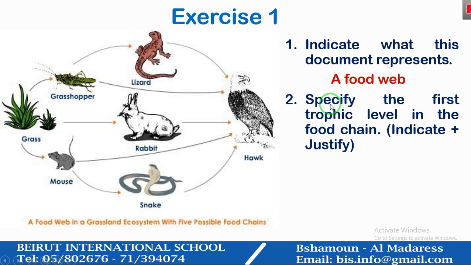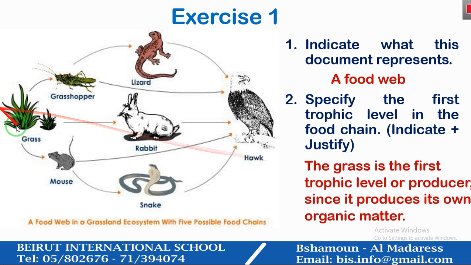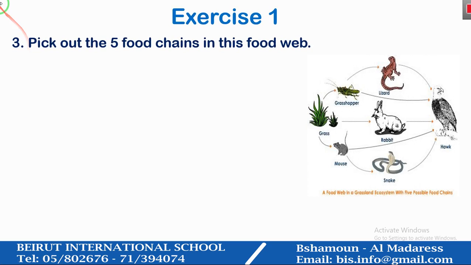Question number 2. Specify the first trophic level in the food chain, and as we know, specify means indicate, then justify your answer. So the grass is the first trophic level or producer since it produces its own organic matter. Question number 3. Pick out 5 food chains in this food web.